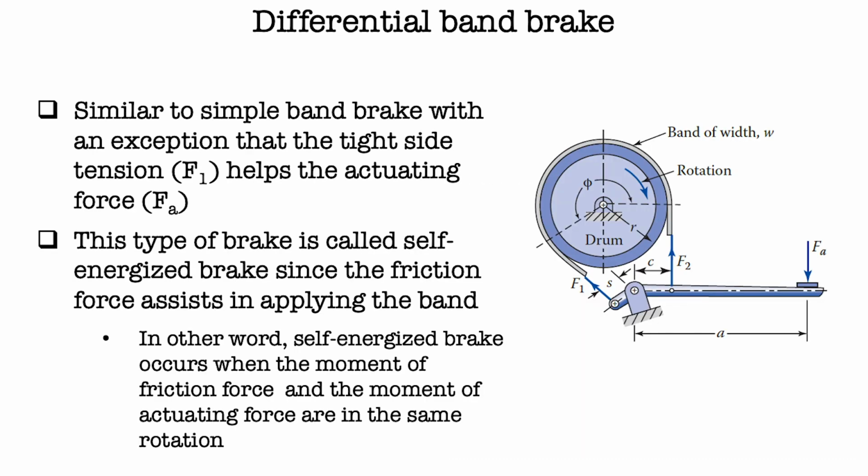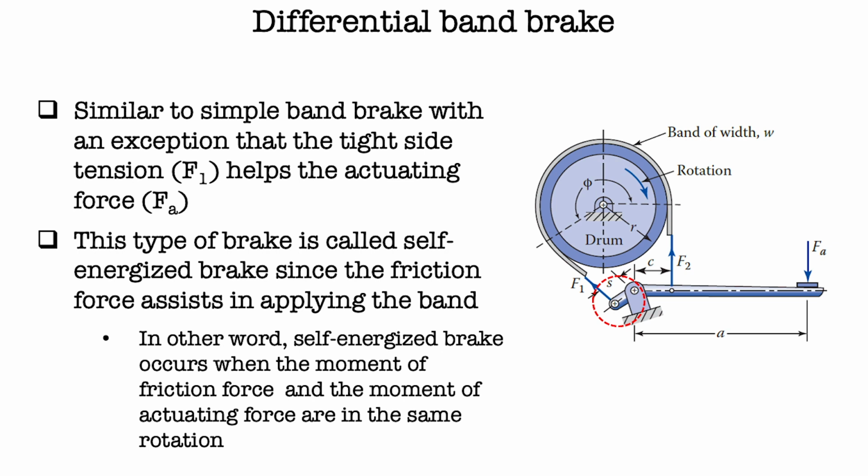Next, we move on to differential band brake. This brake is similar to simple band brake with an exception that the tight side tension helps the actuating force. This can be seen by the additional fixed lever that connects the band away from the pivot point. This type of brake is called a self-energized brake, since the friction force assists in applying the band.